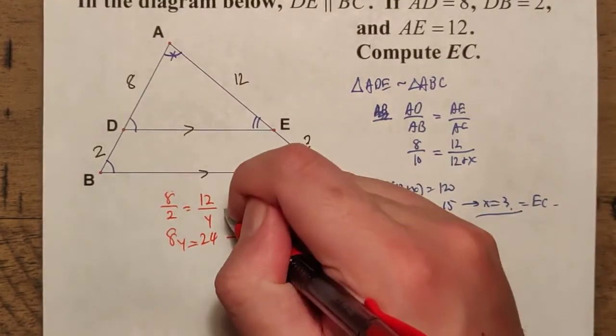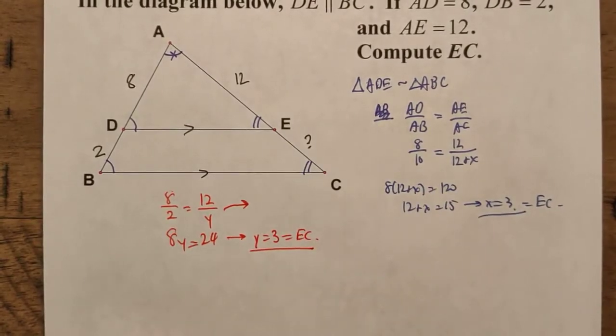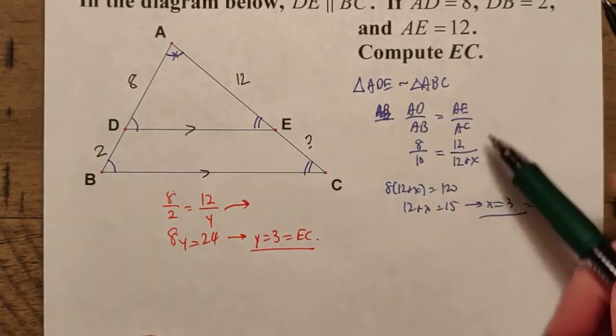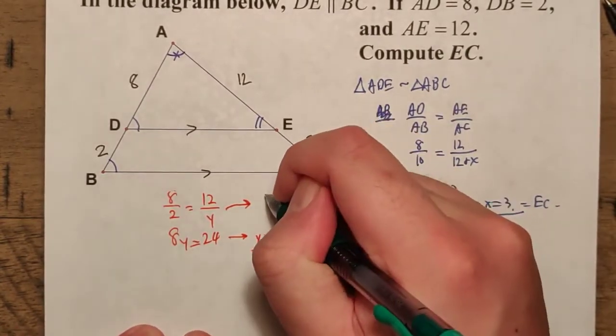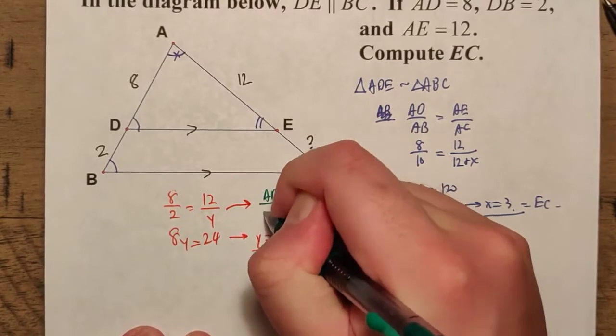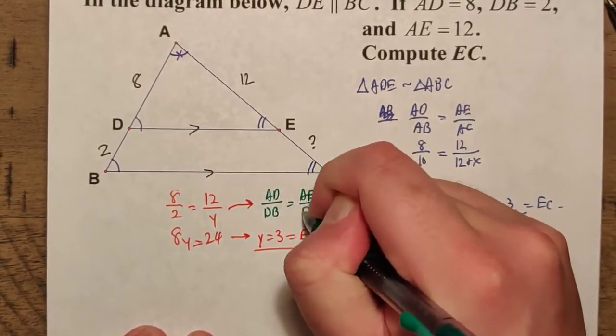But here's the thing. Consider the following. If you look at this proportion, what is this proportion really saying? Notice how here we had our segments written out. Here I want to do the same thing. So we have 8, and 8 is AD. I can write this as AD over DB equals AE over EC.